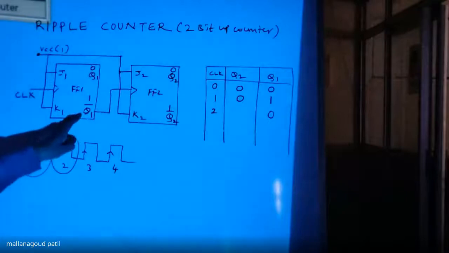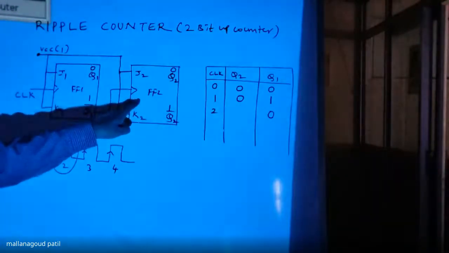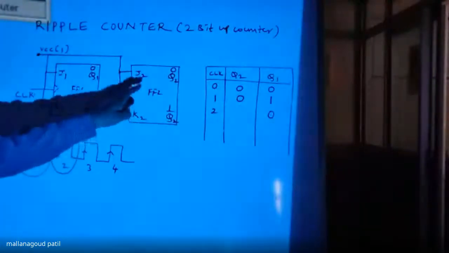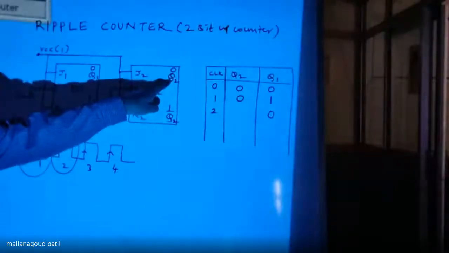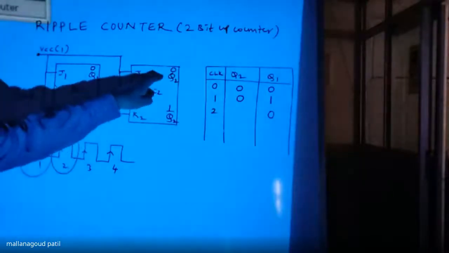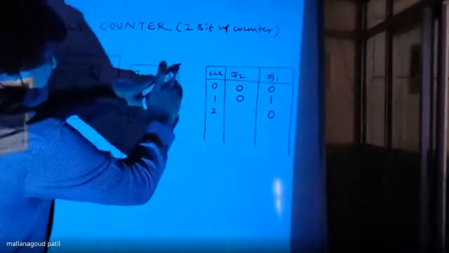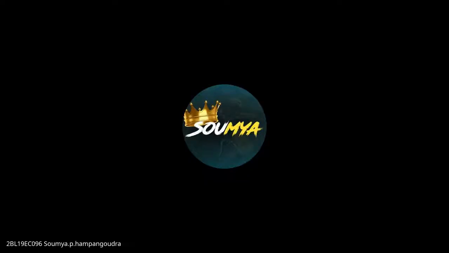See here, Q1 bar is connected to the next flip-flop. Will flip-flop 2 trigger or retain? It triggers because it has got the clock. When it toggles, what was Q2? It was 0 already. When it gets a clock, it toggles. Then what is Q2 next? Q2 will be 1. And when Q2 is 1, what is Q2 bar? 0.